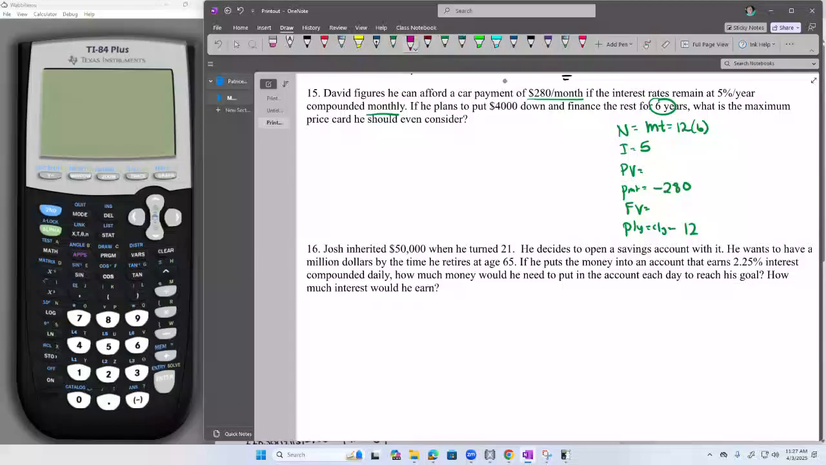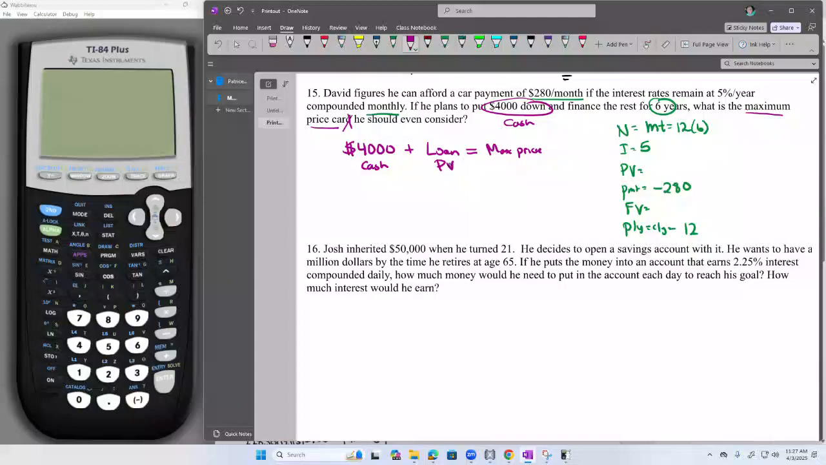If he plans to put $4,000 down, that's cash. That does not go in your calculator. We'll deal with that in a second. What is the maximum price car he should even consider? So he has $4,000 cash, right? And he's going to also take out a loan. So if we add that to the loan amount that he can afford, that's going to be the maximum price car that he should consider.